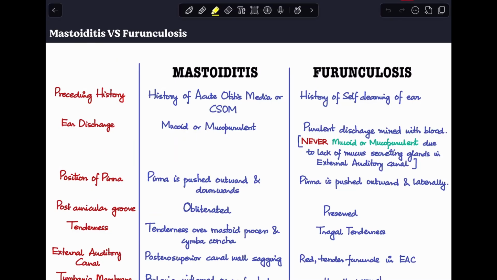Today I'll be addressing a Viva question that we commonly face if you get a long case in ear. The question is, what are the differences between mastoiditis and furunculosis? Now I'll be discussing all of those.